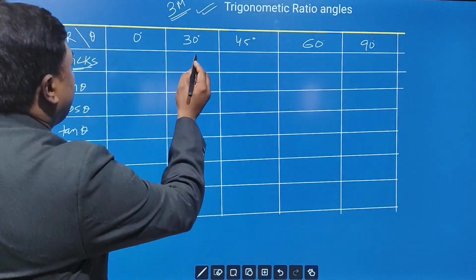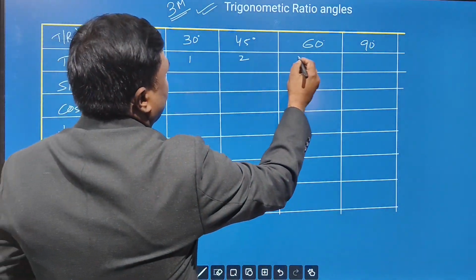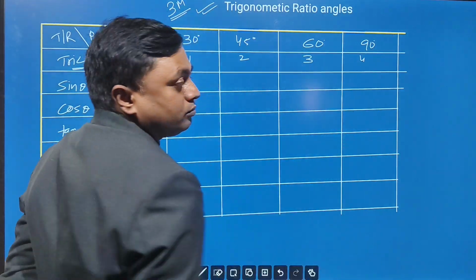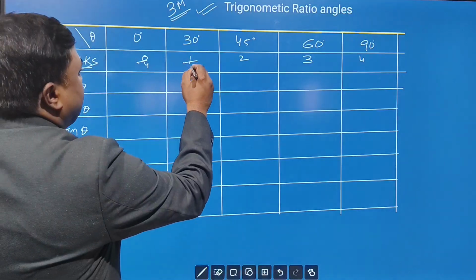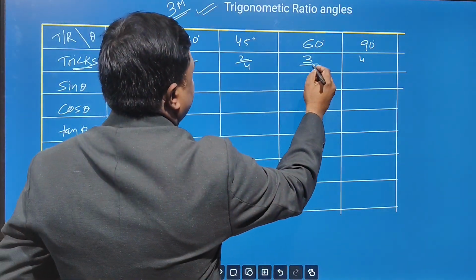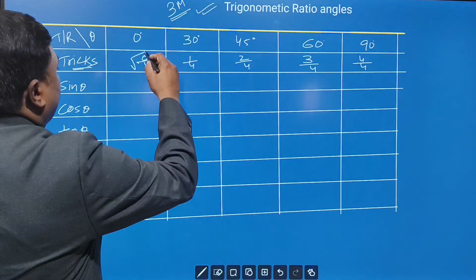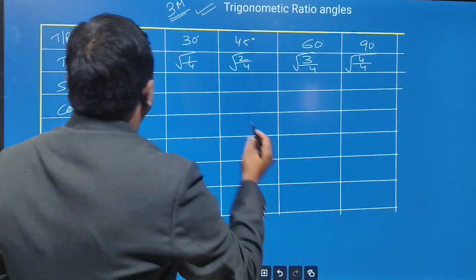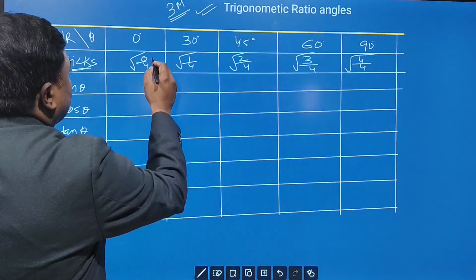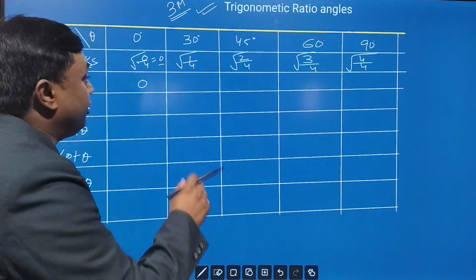Focus here. First you write 0, 1, 2, 3, 4. Divide each term by 4. Now you take the square root. Now 0 by 4 is what? 0. So the square root of 0 is 0. So sin 0 is 0. What is the value of sin 0? 0.